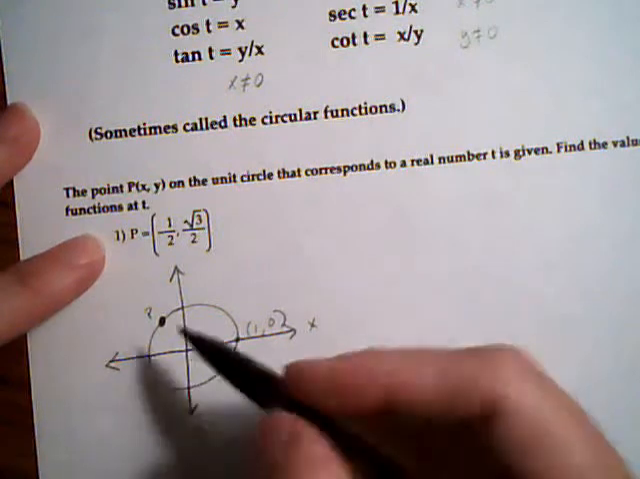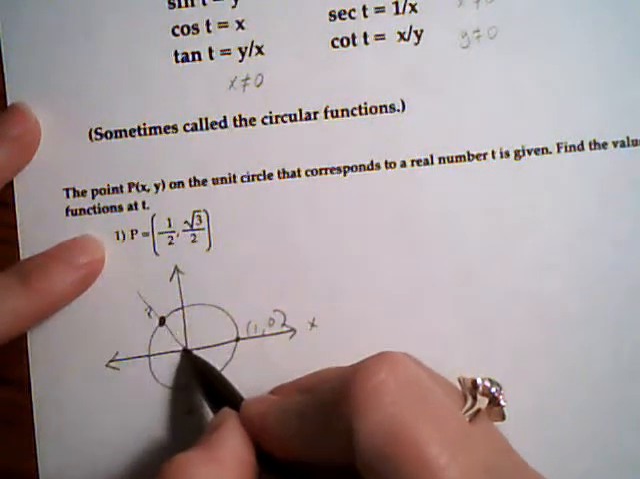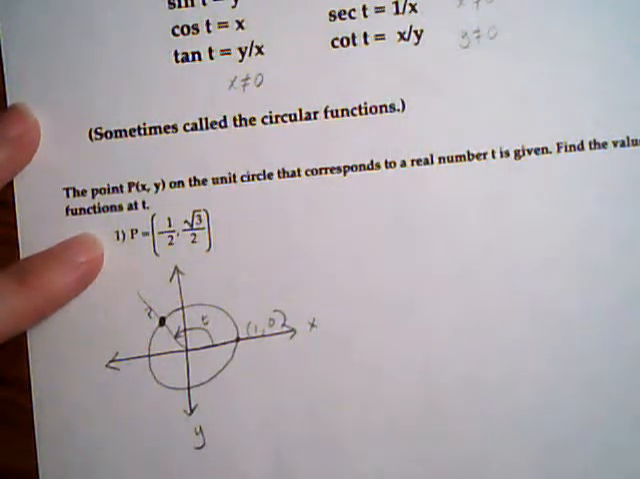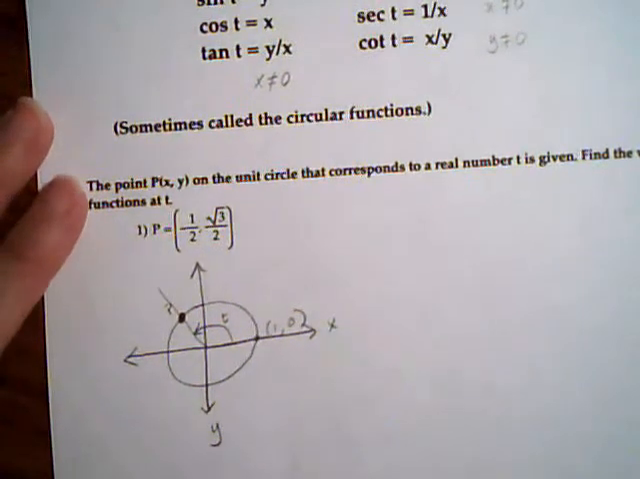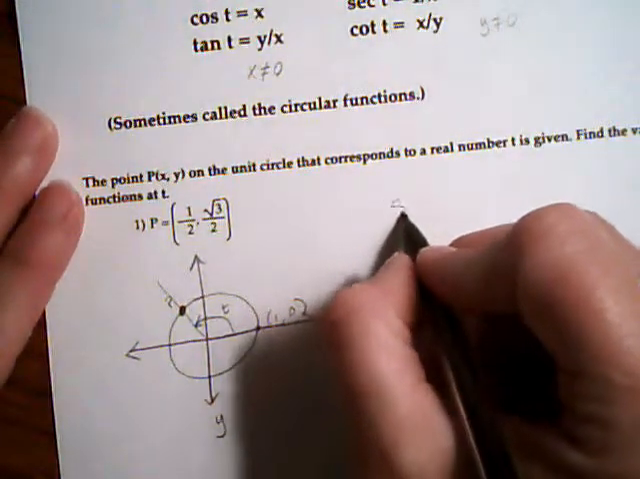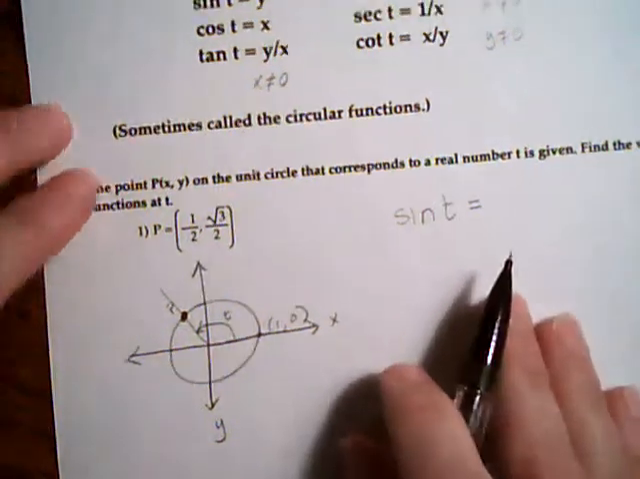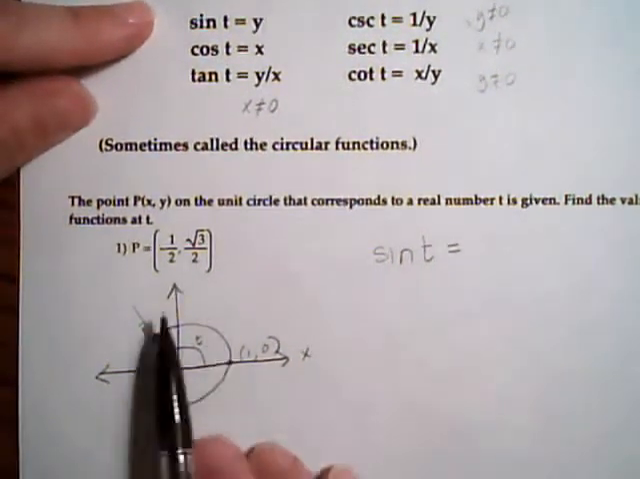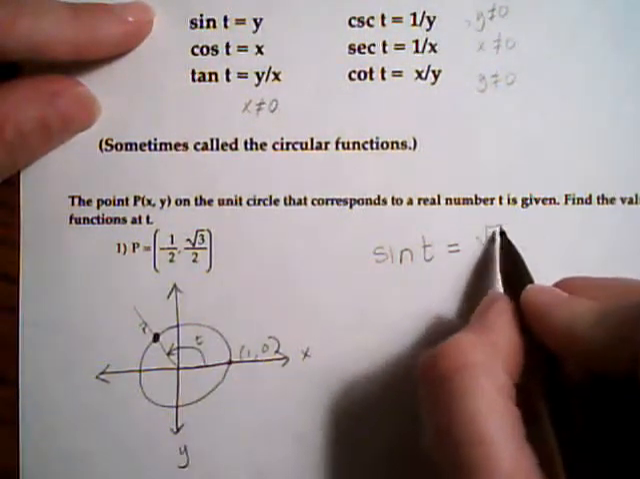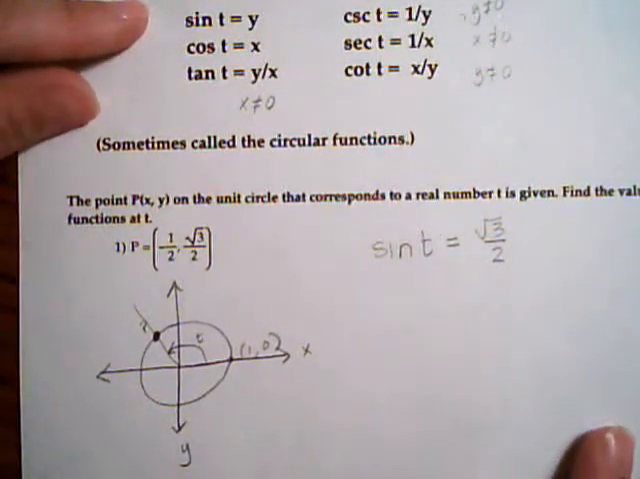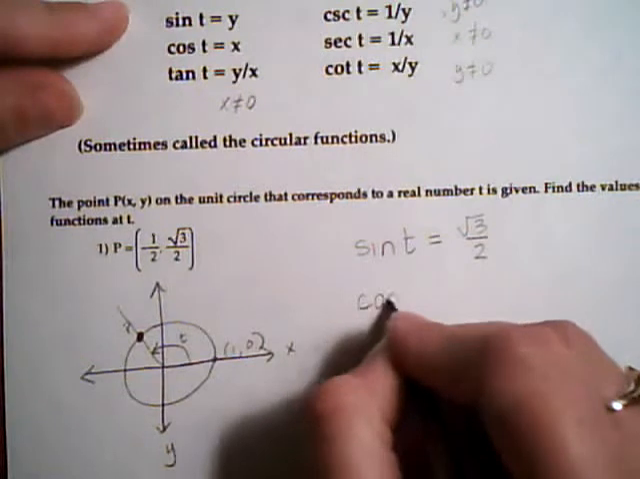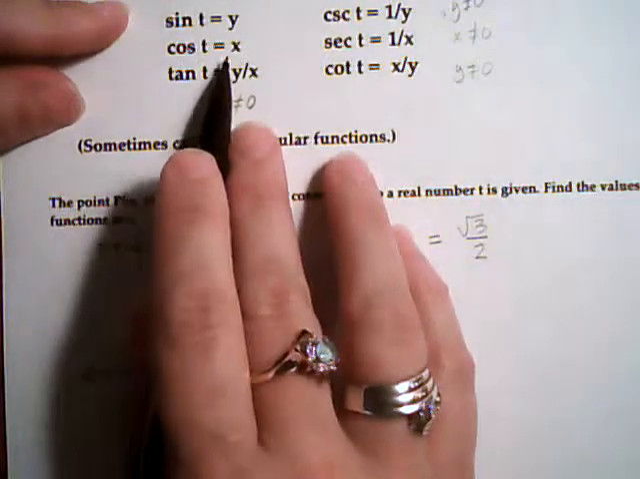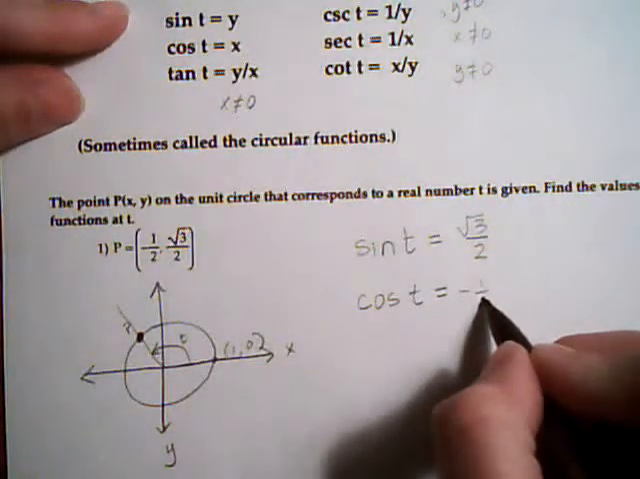If I want to find the sine of t, remember that's going to be the angle here that we're referring to as being t, the angle t. So if I want to find the sine of t, go back to our definition above, which says the sine of t is equal to y. So that's just going to be the y coordinate of this point, which would be the square root of 3 over 2. Then the cosine of t would be the x coordinate of your point, since cosine is equal to x. So that would be -1/2.